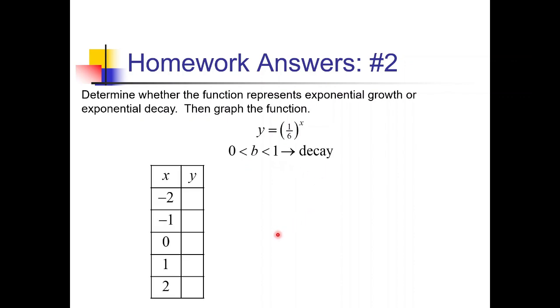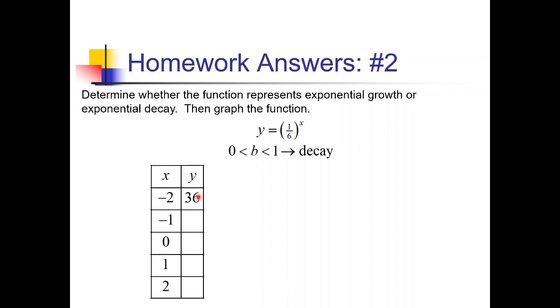For this problem, determining if it's growth or decay, we have a b value of 1 over 6. Since that is between 0 and 1, that means this is exponential decay. Plugging that in with some x values now from -2 to 2, 1 over 6 to a negative exponent is going to make it 6 over 1 to the positive version of that exponent. So 1 over 6 to the -2 is really just 6 squared, which is 36.